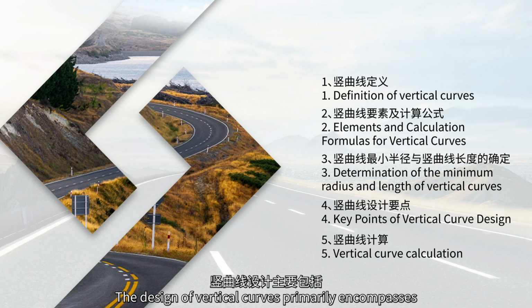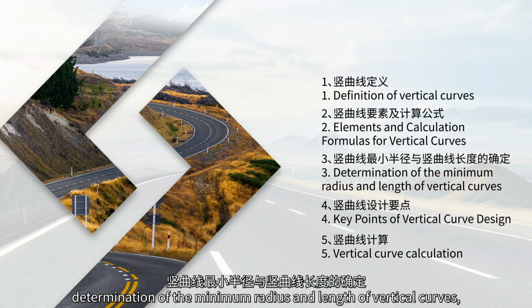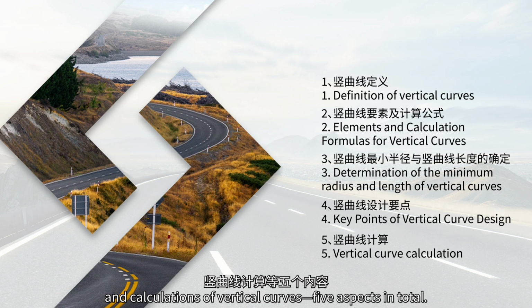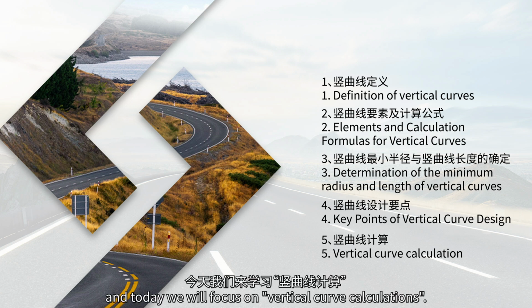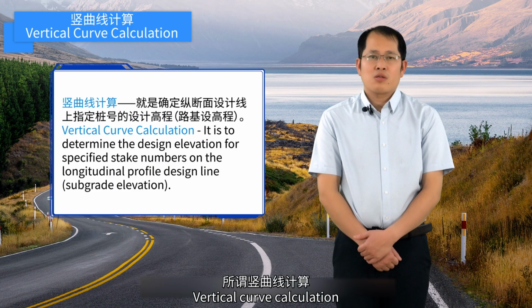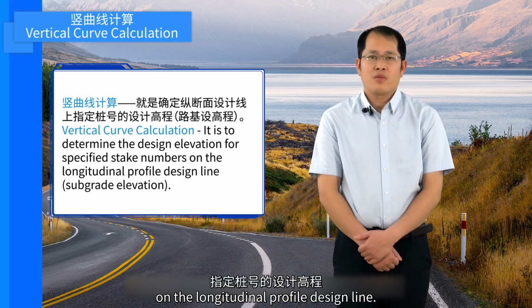The design of vertical curves primarily encompasses the definition, elements, and calculation formulas of vertical curves, determination of the minimum radius and lengths of vertical curves, key points in vertical curve design, and calculations of vertical curves. 5 aspects in total. Last time, we covered the first 4 aspects, and today we will focus on vertical curve calculations. Vertical curve calculation refers to determining the design elevation at specified stake numbers on the longitudinal profile design line.